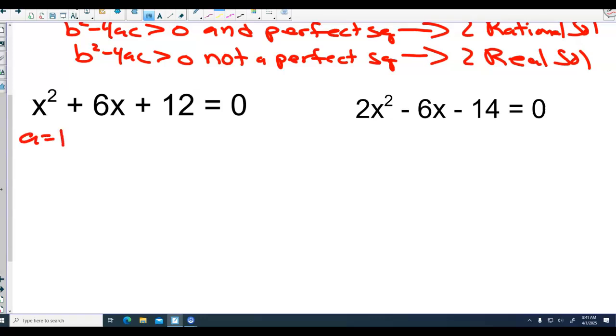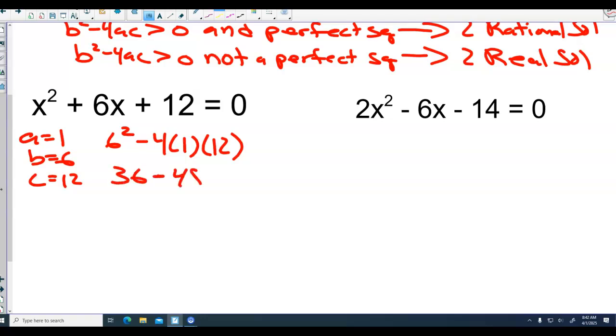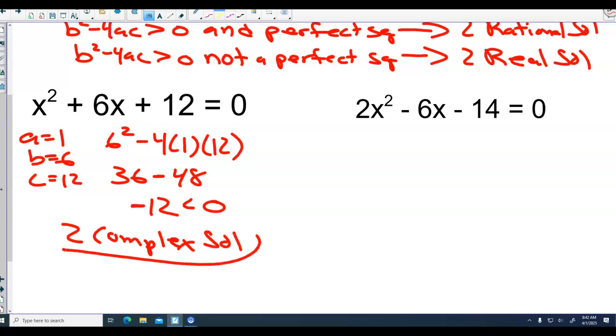So my A equals 1, my B equals 6, and my C equals 12. 6 squared minus 4 times 1 times 12. Well, 36 minus 48 is negative 12. That's less than 0. 2 complex solutions. Usually when that C term is negative, we're going to be rational at the very least, if not real. Or we're going to be real at the very least, if not rational.